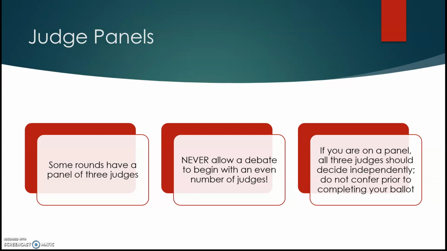A brief note that some of you may find yourself on what's called a panel of judges. That's a round which is judged by 3 judges instead of 1. If you're in that situation, firstly, you should never ever allow a debate to begin if there is an even number of people thinking they are judging that debate. 2 judges means we don't have a decision sometimes because you could oppose each other. 4 judges usually means that something has gone wrong with the way the tournament is communicating. Most rounds should have either 1 judge or 3 judges.